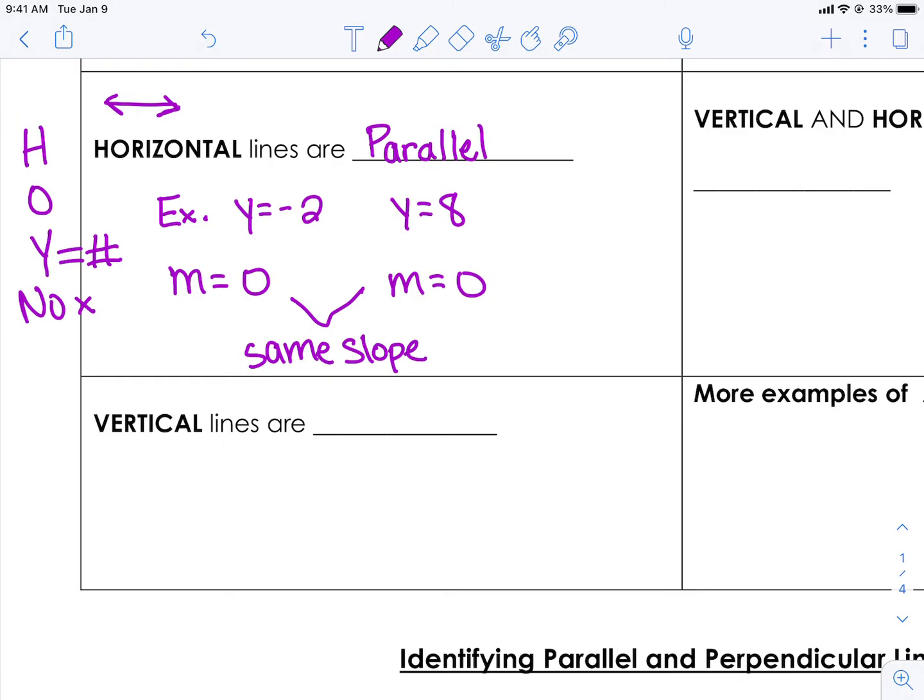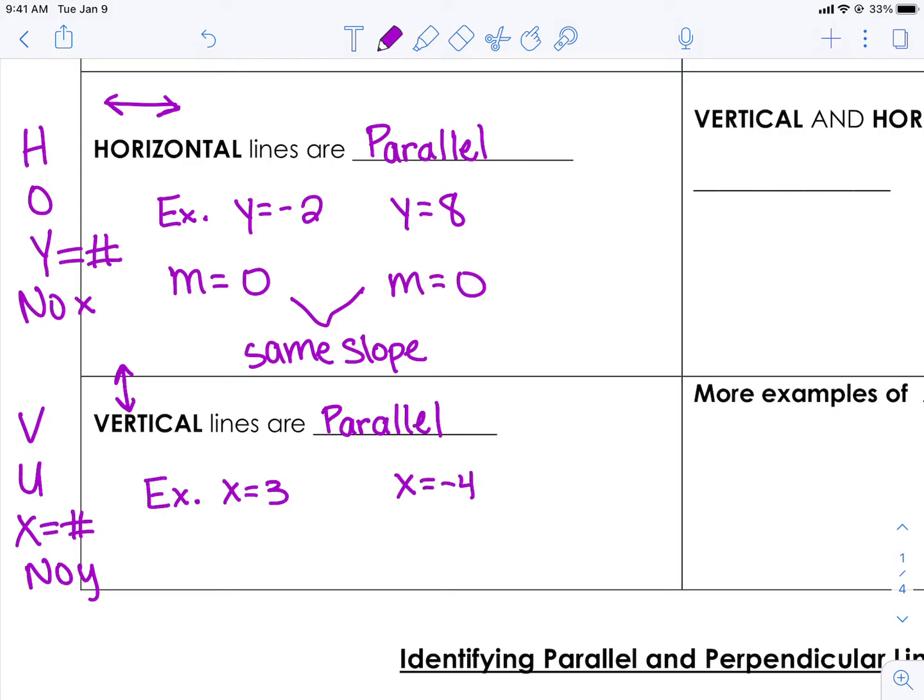Okay, vertical lines. Those are the lines that go up and down. If I have a bunch of vertical lines, those are also going to be parallel. This is where we talk about the VUX part of HOY-VUX. Remember, vertical lines have undefined slope, and the equation is x equals a number, with no y in the equation. So an example of two lines that are vertical would be x equals 3 and x equals -4.